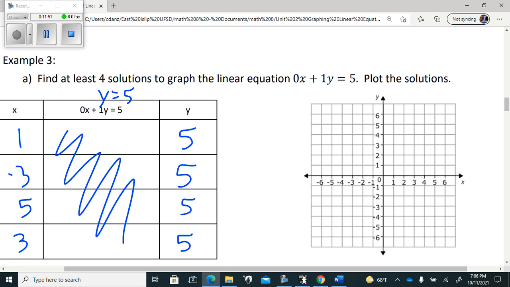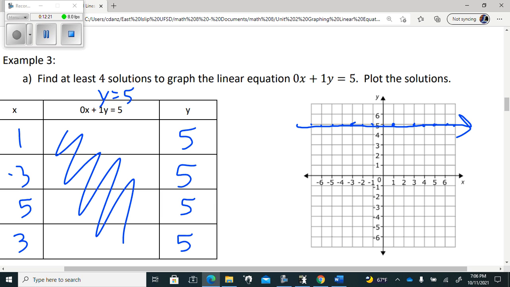So let's plot these points. The point 1, 5, -3, 5, 5, 5, and 3, 5. Do you see how they all land in a horizontal line? It means I could fill in these points if I wanted to. And it truly is a horizontal line.